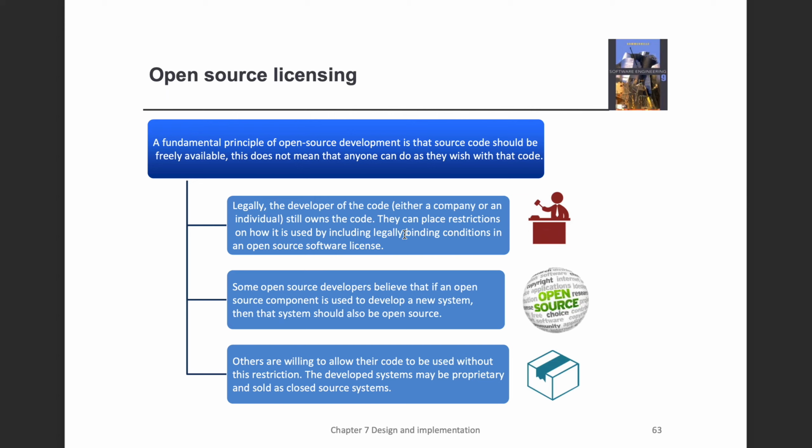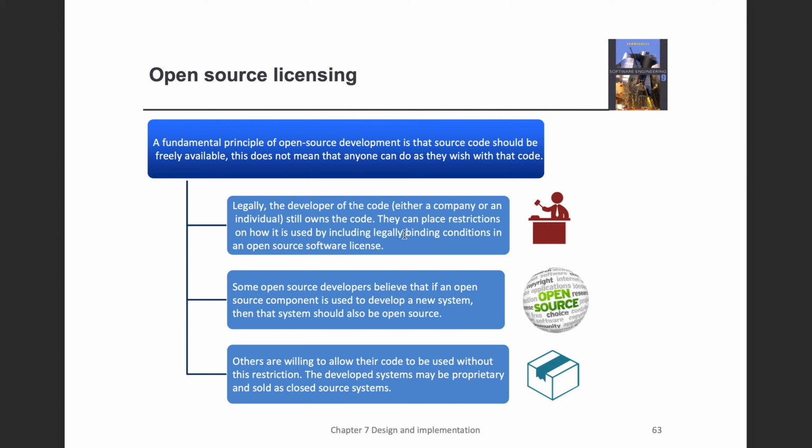So one other important topic is open source licensing. It's very important we look at this because if you are taking any open source project, what are the license agreements on it, and how are you going to use it, so that you will not get any legal issues out of it. A fundamental principle of open source development is that source code should be freely available. This does not mean that anyone can do as they wish with that code. Okay, legally, a developer of the code, either a company or an individual, still owns the code.